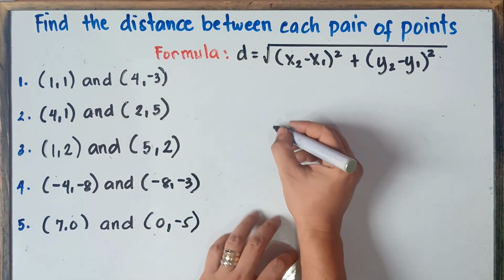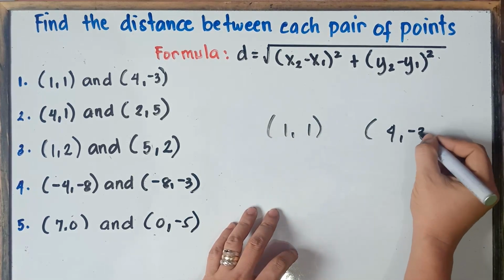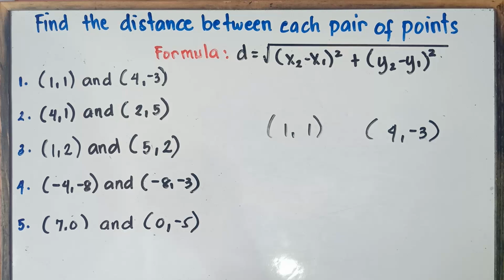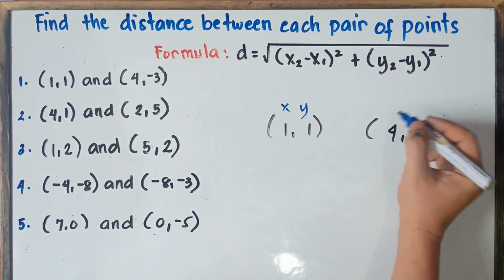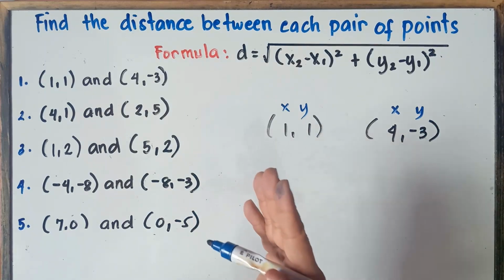Let's start with example number 1, class. This is (1, 1) and (4, -3). This is what we call an ordered pair. With regards to the points, the ordered pair is always x and then y. X comes first before y.